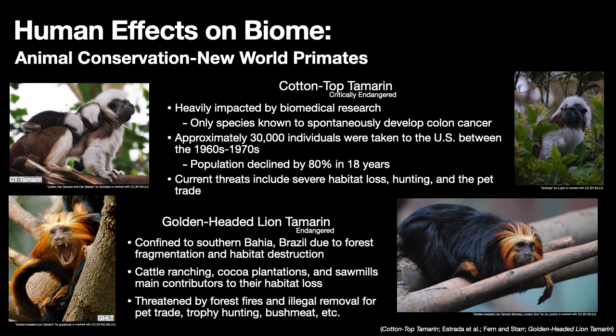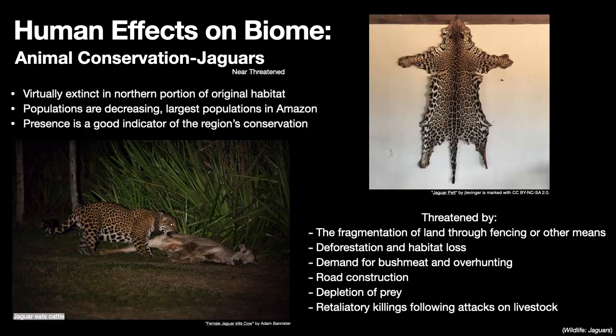The endangered lion tamarin is primarily threatened by habitat loss driven by cattle ranching, cocoa plantations, and sawmills. The majority of the jaguar population is within the Amazon rainforest, as they are virtually extinct in the northern portion of their original range. Their declining populations are threatened by land fragmentation, deforestation and habitat loss, overhunting, road construction, prey depletion, and retaliatory killings from farmers.